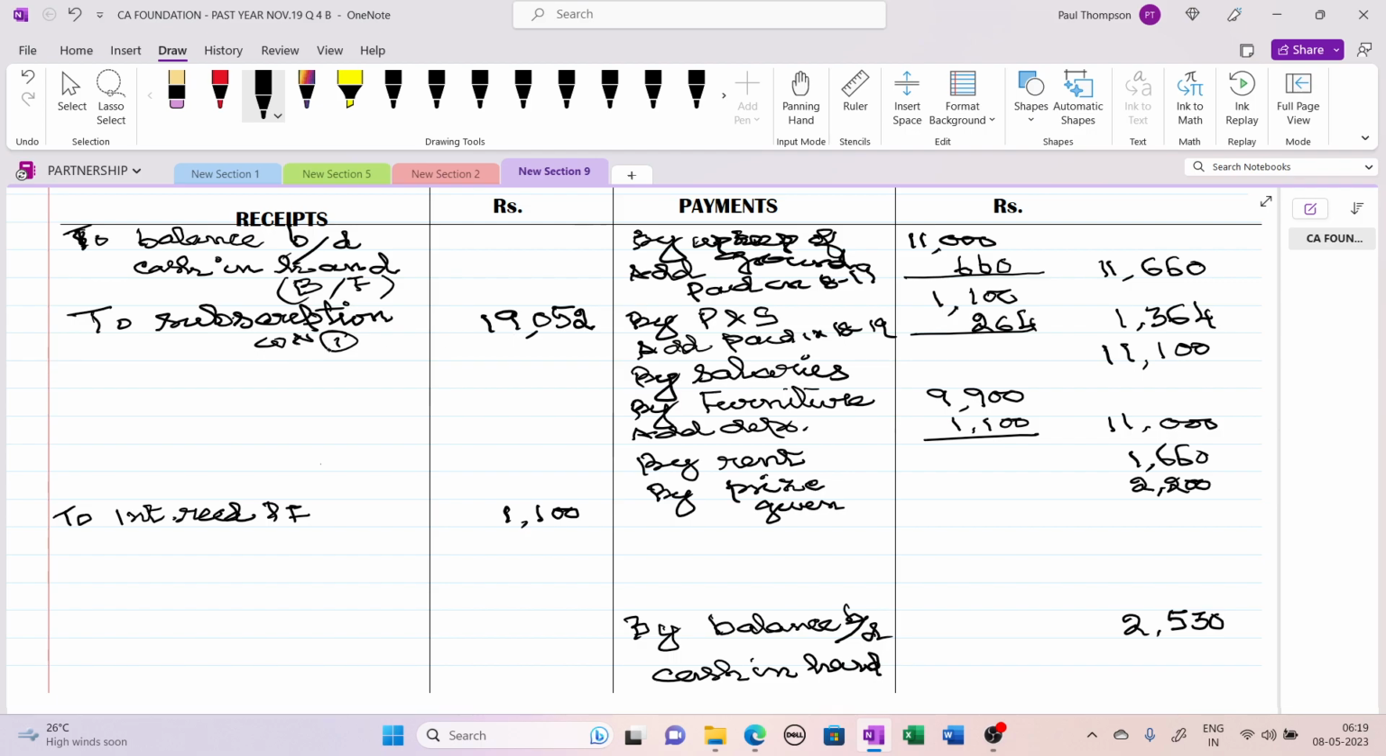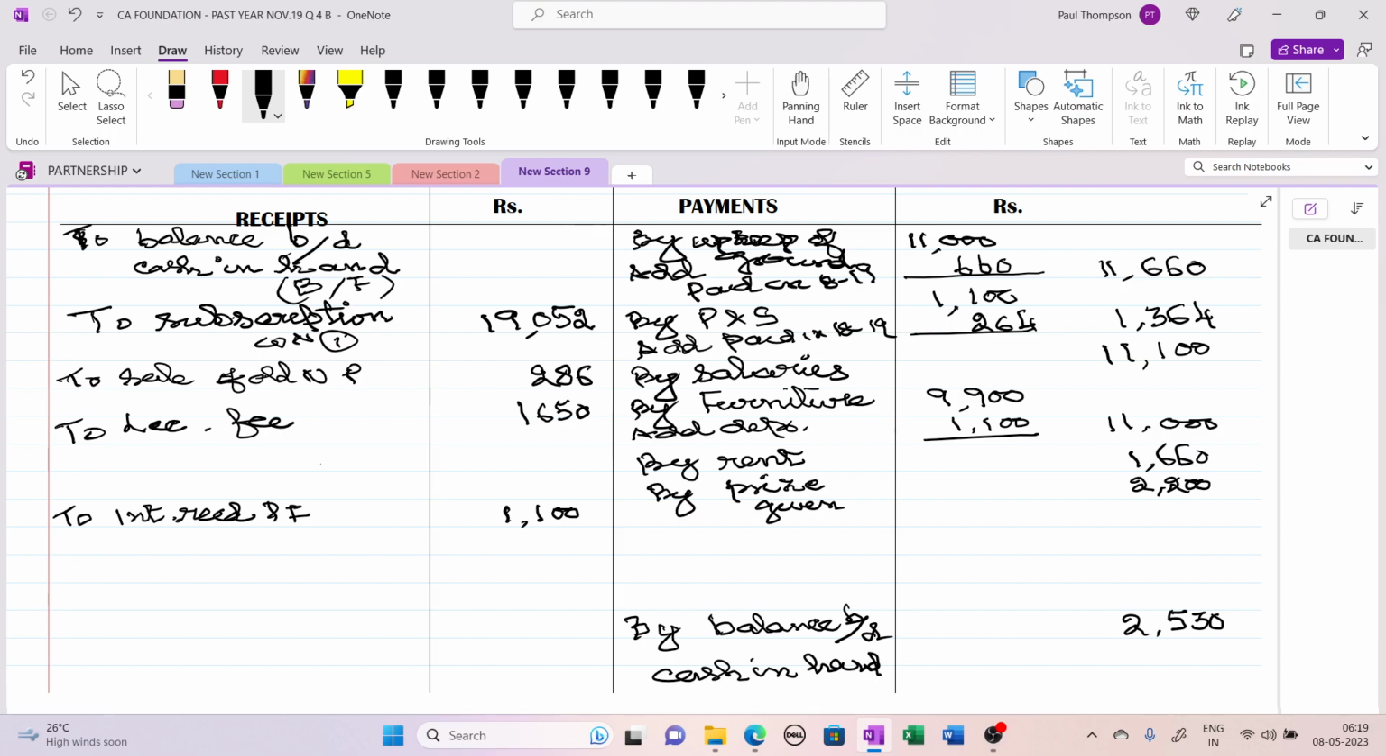Next one is sale of old newspaper. That is 286 rupees. Next item is lecture fee. They have given, there is a lecture fee they have received. Lecture fee, how much it is? 1,650 rupees.